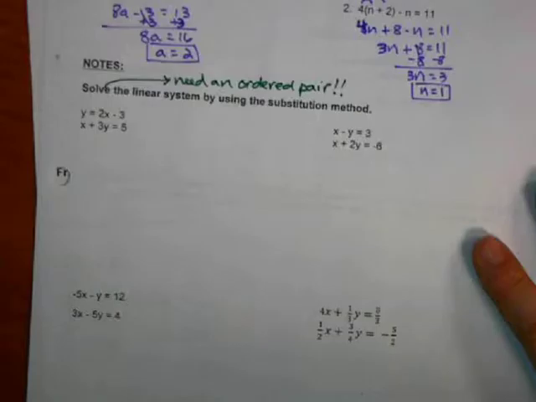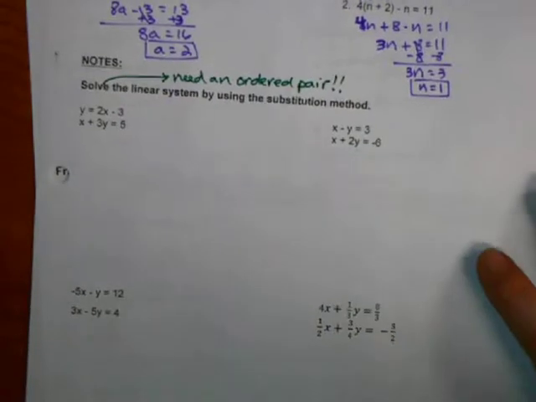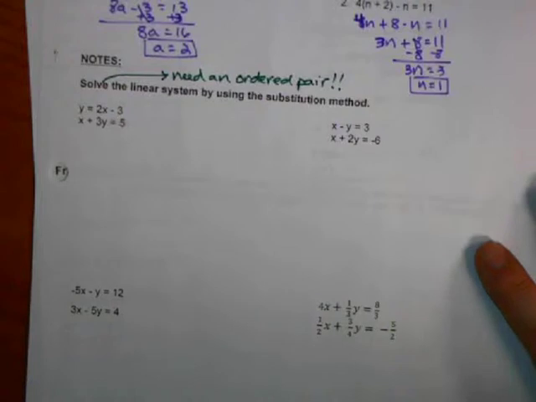You need an ordered pair for the answer. Write that down. Come on, Chris. You need an ordered pair. That's what you're doing when you solve a linear system.